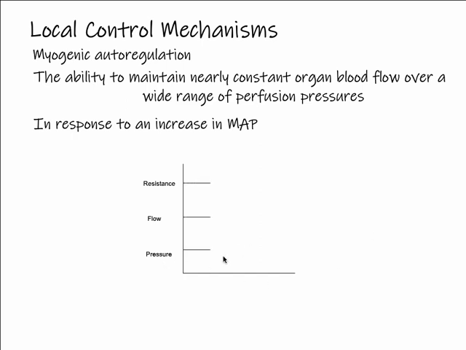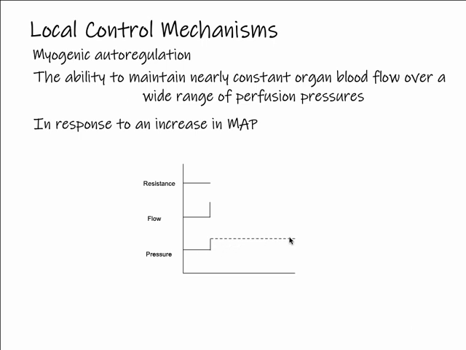So if we start off with this being our baseline, we have a baseline mean arterial pressure driving the blood to the tissues. Those tissue beds have a baseline resistance, and this pressure going against that resistance is going to result in this much blood flow. What happens if we increase the pressure and we keep the resistance the same? We would expect to see the blood flow increase as well.